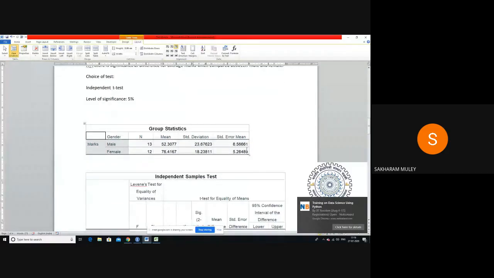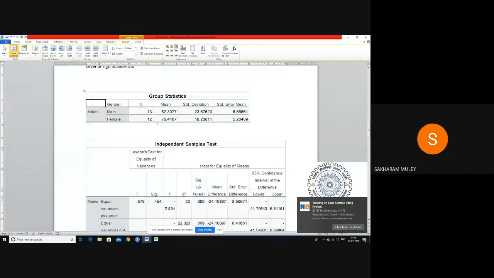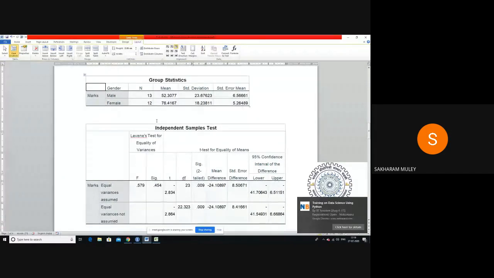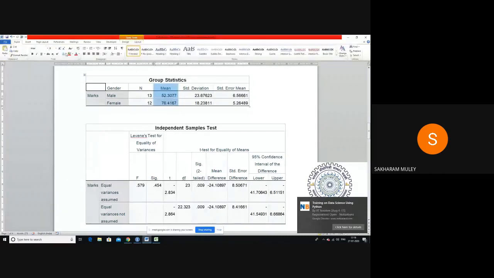Now to conclude who is the better performer, I go to group statistics, and here you can find the male and female scores. For male and female we have scores like 52.30 as the average score of male and 76.41 as the average score of female.